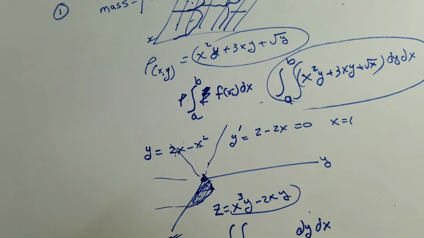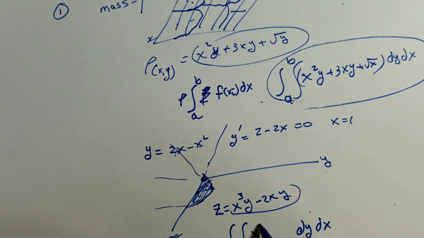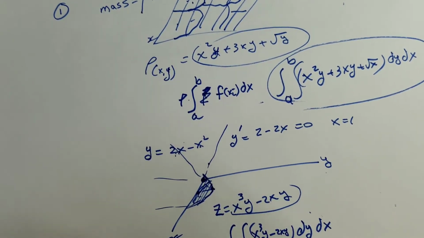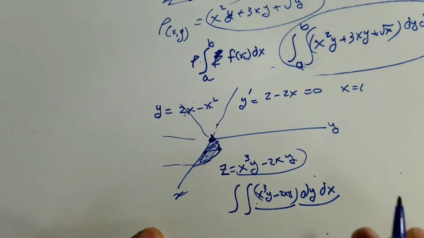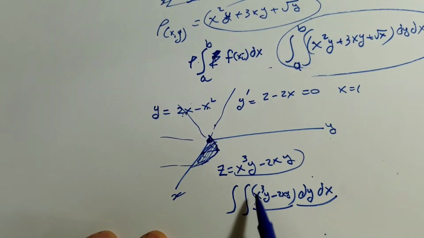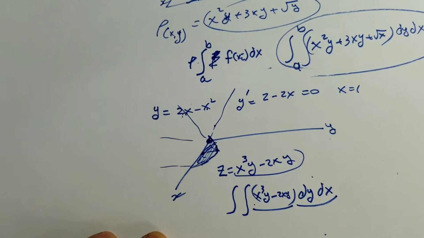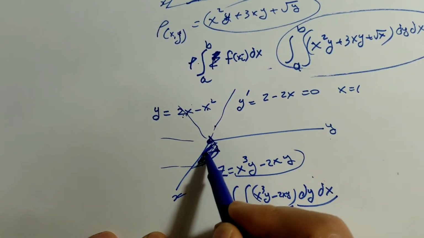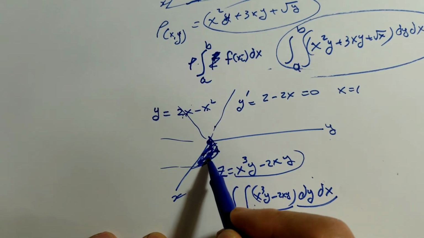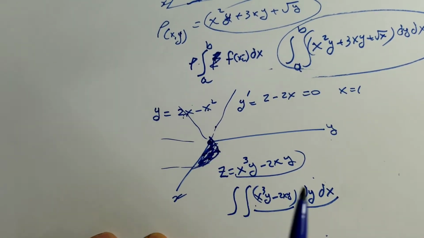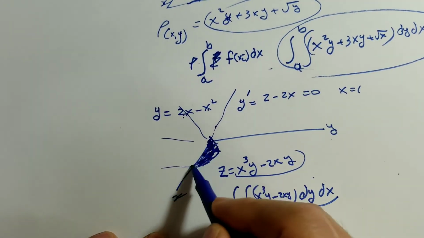But somebody said, that's my height, x cubed y minus 2xy. And this is base area times height. But somebody said, how do I find the lower limit and upper limit? The region determines the lower limit and upper limit. You've got to tell me what is the piece of property. My piece of property is right here.